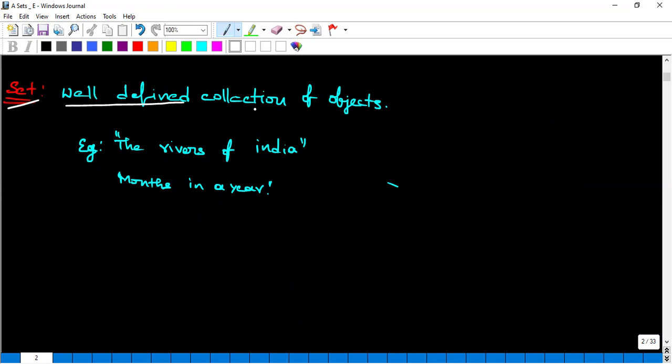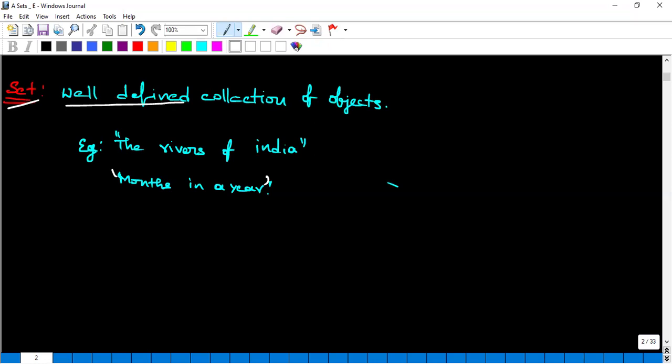Suppose, let us take one example. A group of rivers belonging to India. So we can tell whether Ganga belongs to India or not, whether the Nile river belongs to India or not. The Nile river obviously does not belong to India. Ganga belongs to India only. So this is what well defined means. See, months of a year. We can tell how many months there are, what they are, all the months. Then days of a week, we can tell.